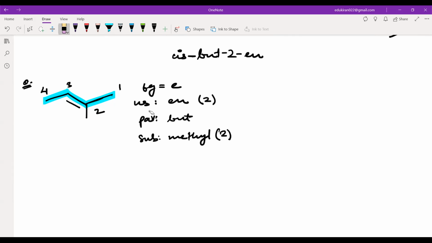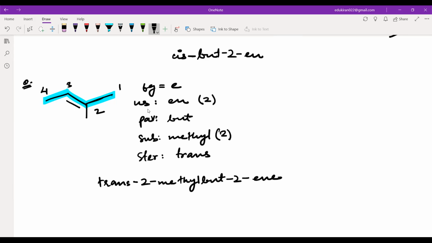First of all, you will always start with stereochemistry, and then the substituent. So the stereochemistry is what? It is trans. So you write trans, then you write 2-methyl: trans 2-methyl, bute 2-ene. Okay.